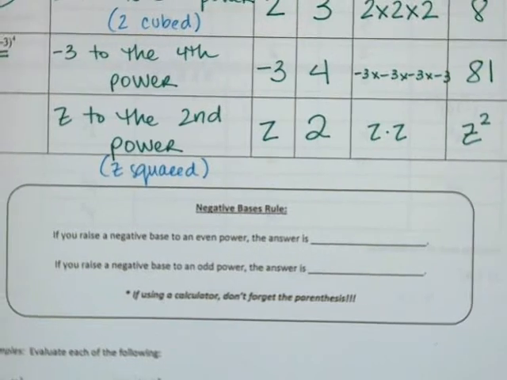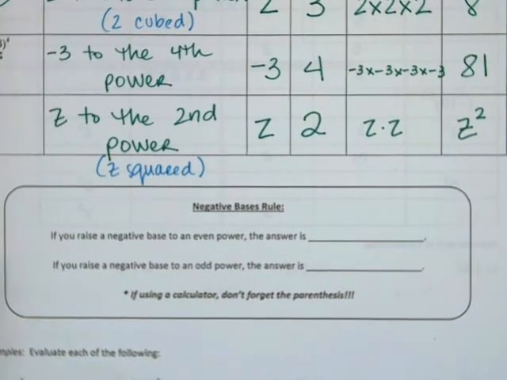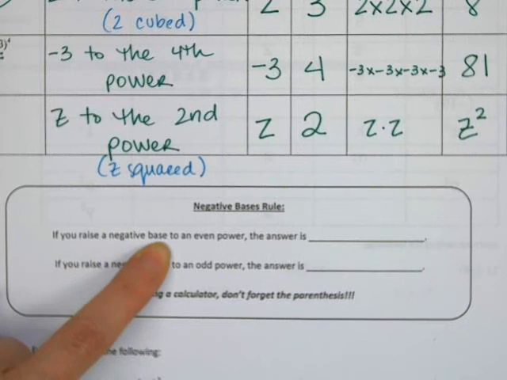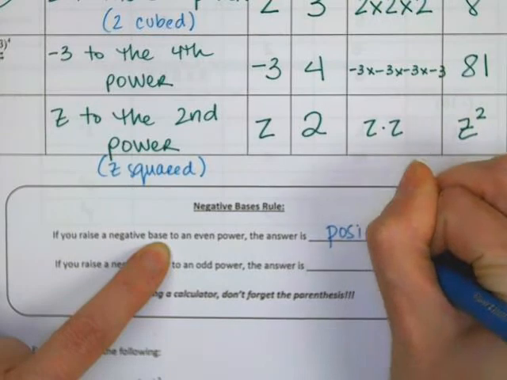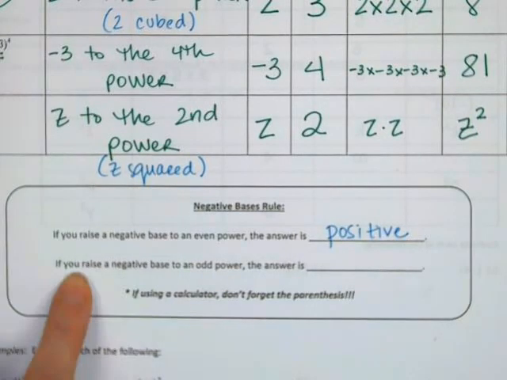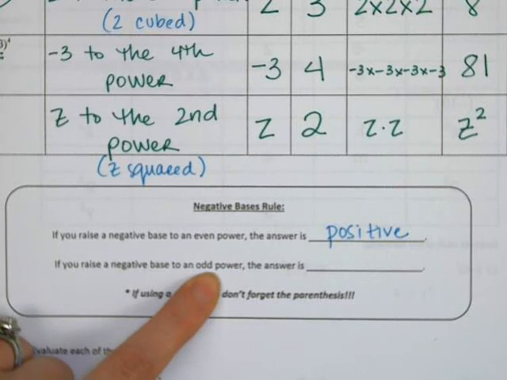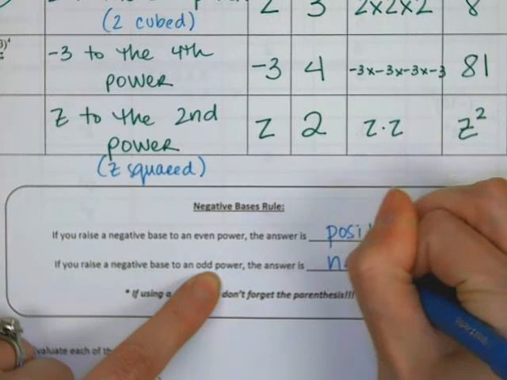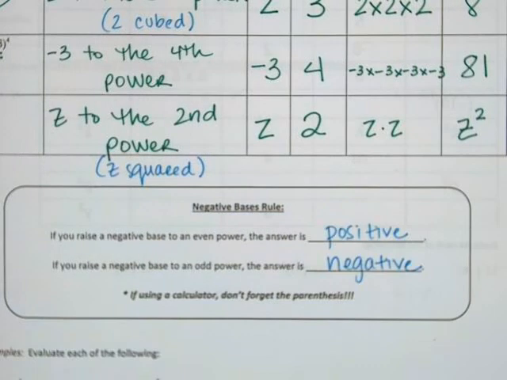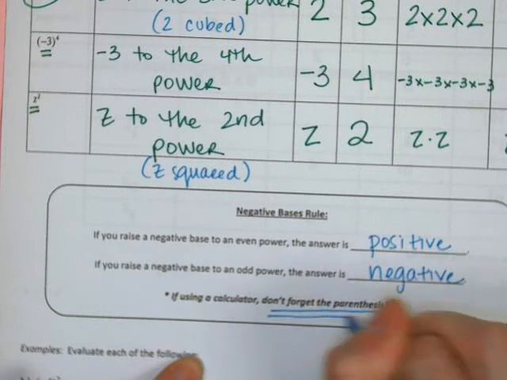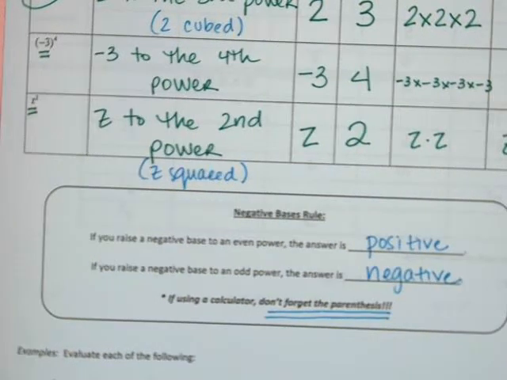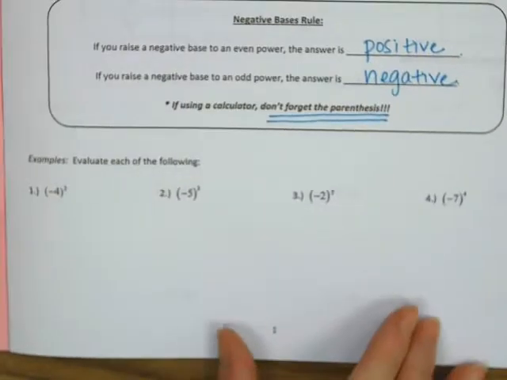And now just a special trick about negatives. If you raise a negative base to an even power, the answer actually becomes positive. But if you raise a negative base to an odd power, the answer stays negative. Okay, and something really important, every time you guys have a negative sign with parentheses, don't forget to type in the parentheses or you're going to get it wrong. So let me show you guys a couple examples of that.